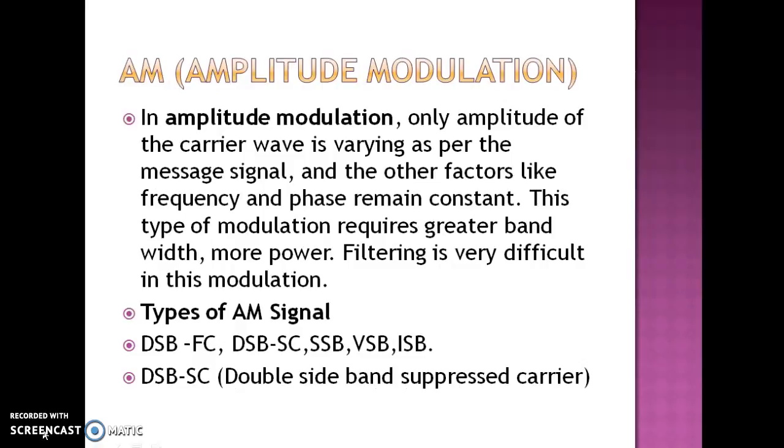So AM, amplitude modulation. In it, only the amplitude of the carrier wave varies as per the message signal, and the other factors like frequency and phase remain constant. This type of modulation requires greater bandwidth and more power. Filtering is very difficult in this type of modulation. Types of AM signal: there are 5 types. DSB-FC, double sideband full carrier; DSB-SC, double sideband suppressed carrier; SSB, single sideband; VSB, vestigial sideband; ISB, independent sideband. Here we have to see DSB-SC, that is double sideband suppressed carrier, in detail.